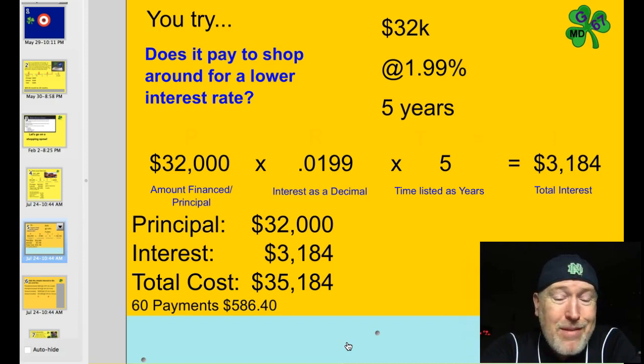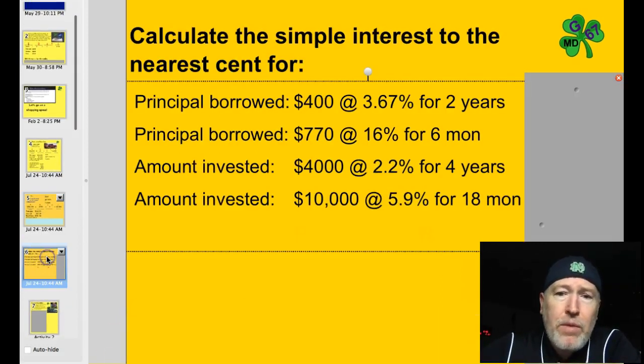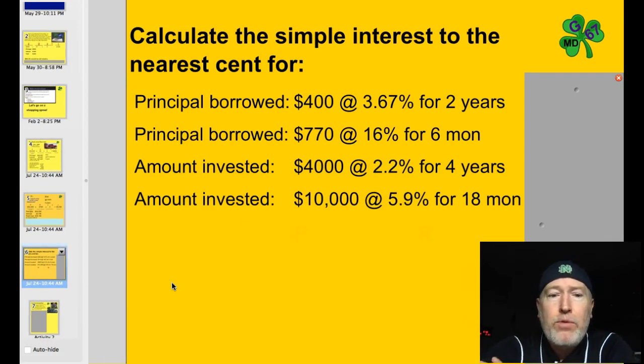Total payments would be $586. So you're saving $100 a month on that by finding a better interest rate. All right, I think it's time for you to try a few. Why don't you try calculating the simple interest on these 4 problems right here?